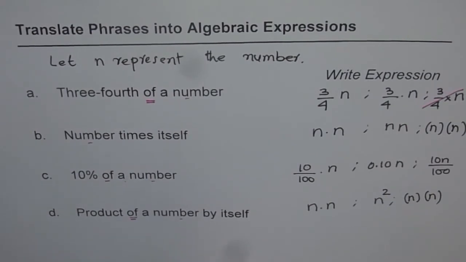Of is a critical thing here also. Of means multiplication. Remember that part. I hope you get it. Most of the phrases which involve multiplication have the word of somehow there, so that is kind of giving us a hint that you need to multiply, okay?